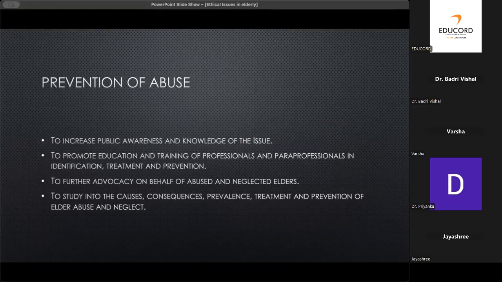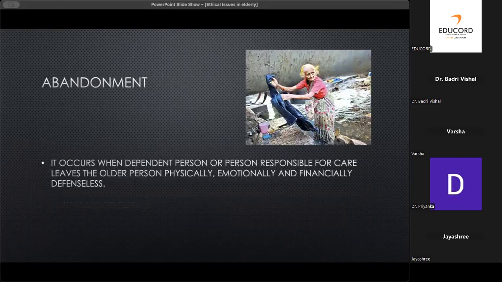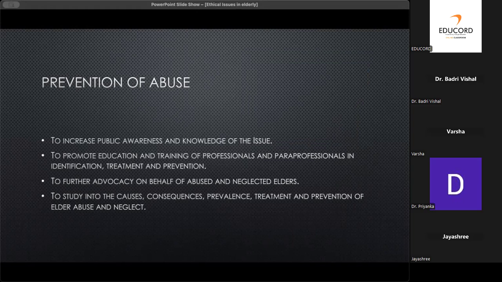Now, coming to the prevention of abuse, how we can make sure that the patient is not subjected to any kind of abuse: first, to increase public awareness and knowledge of the issue of elder abuse. We need to educate the system and train professionals and paraprofessionals in identification, treatment, and prevention of any kind of abuse. We need to further advocate on behalf of abused and neglected adults.